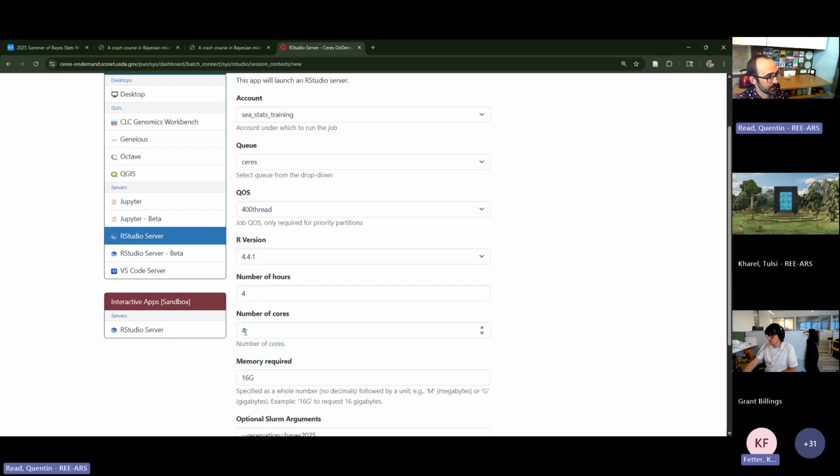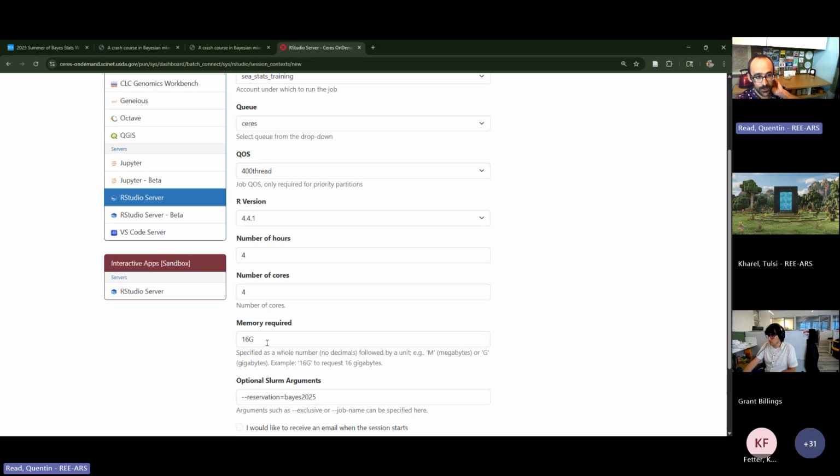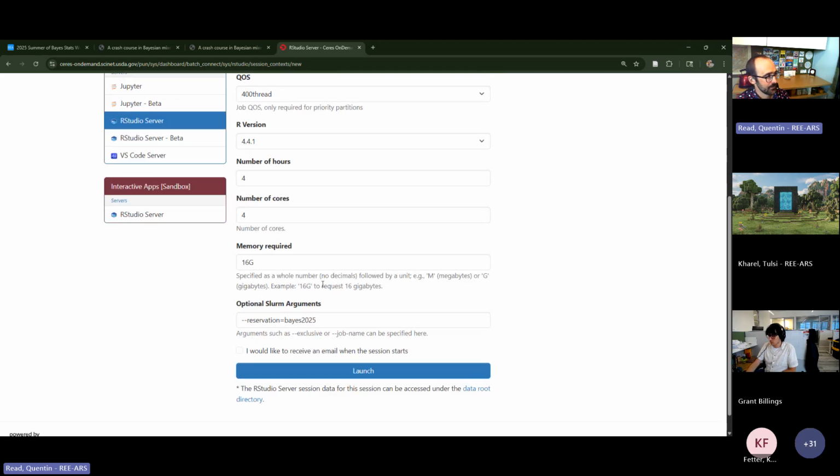4 hours, 4 cores. Someone is not muted. Okay, there you go. Thanks. 4 hours, 4 cores, and 16 gigs of RAM. And you can use this reservation equals Bayes 2025 to expedite its starting.